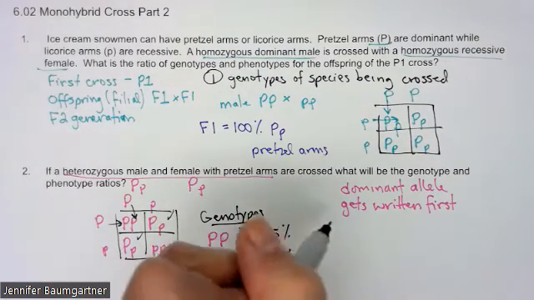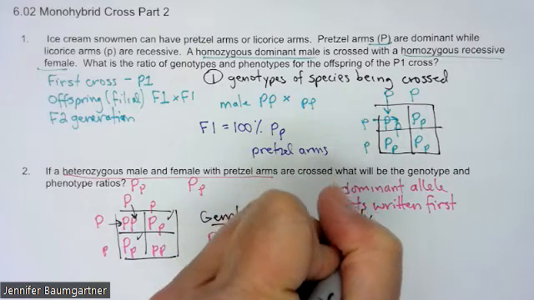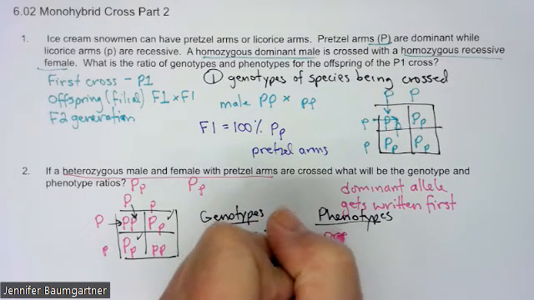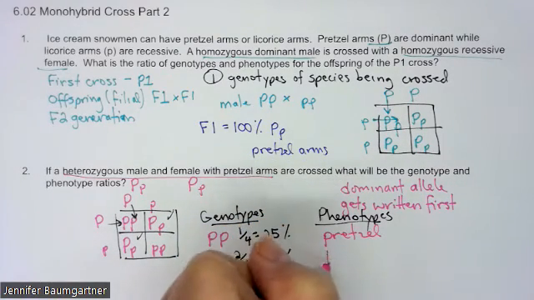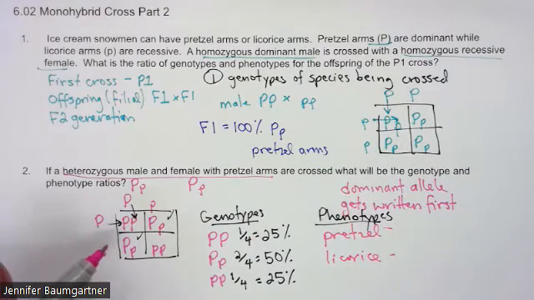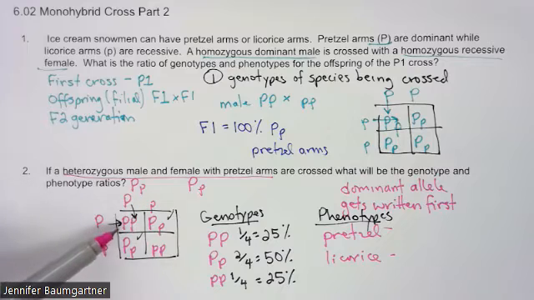Okay, what about our phenotypes? Well, my 2 possible phenotypes are pretzel arms or licorice arms. So I could have pretzel, or I could have licorice. One of the things you might want to do is do hashtags. In these boxes, it's pretty apparent, but when we get into dihybrid crosses, it's kind of handy to be able to do hash marks to tally up things.